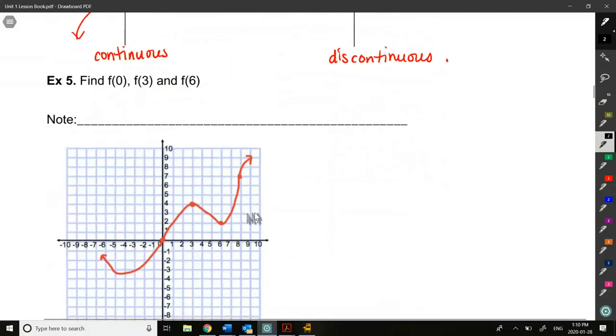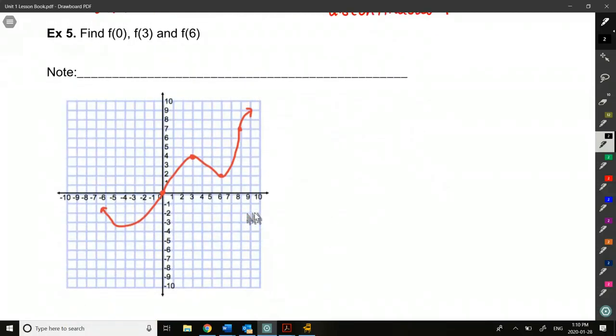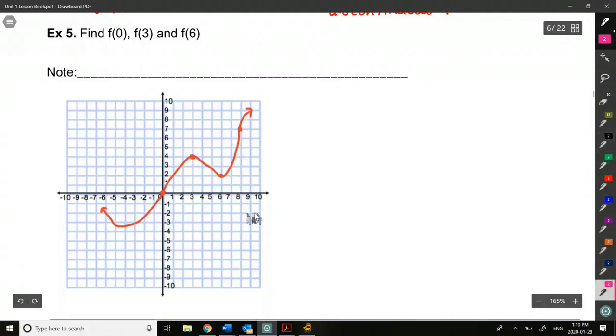Okay, let's move forward. Okay, function or not a function? Is this a relation or can it be further classified as a function? What do you guys think? This is a function, yeah.